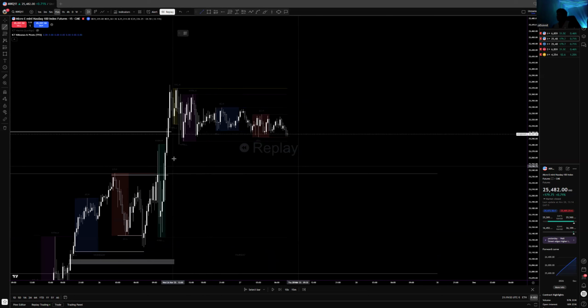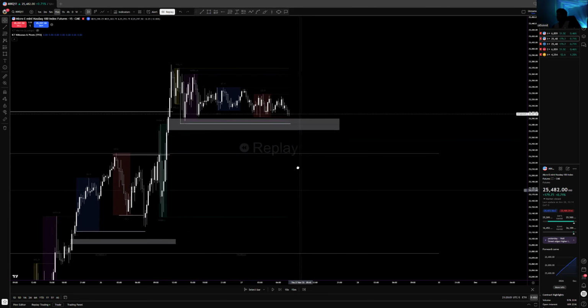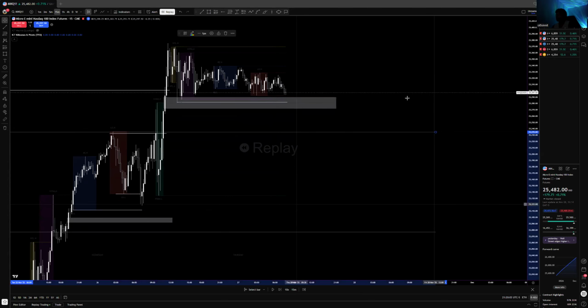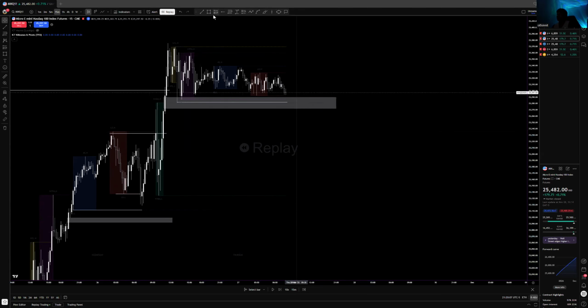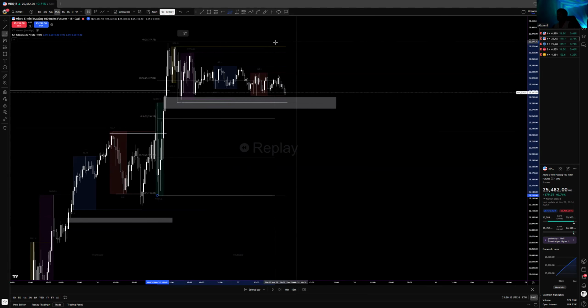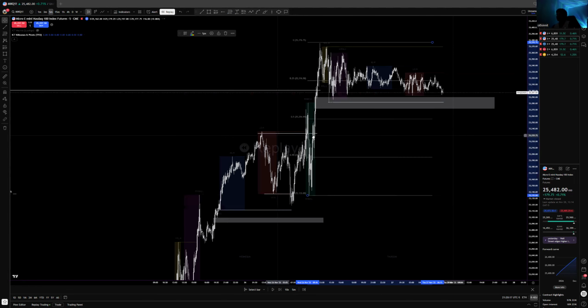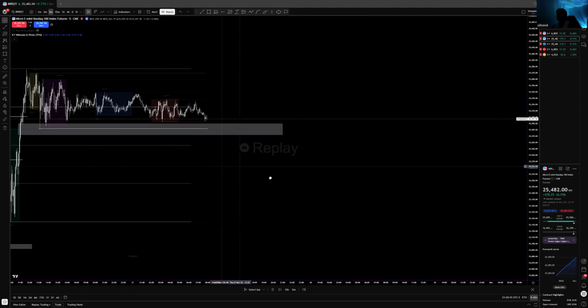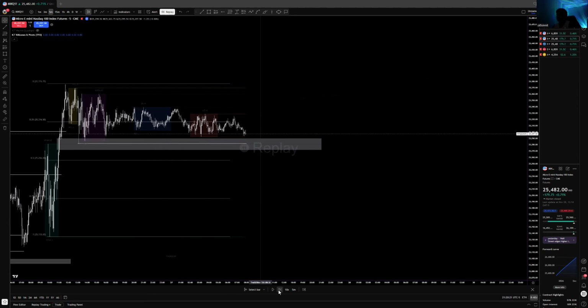I'm going to mark out that, and I'm going to mark out this gap, and I'm also going to mark out the range from this low to this high. I'm going to hop on 5 minutes. The 5-minute doesn't really have any structure.